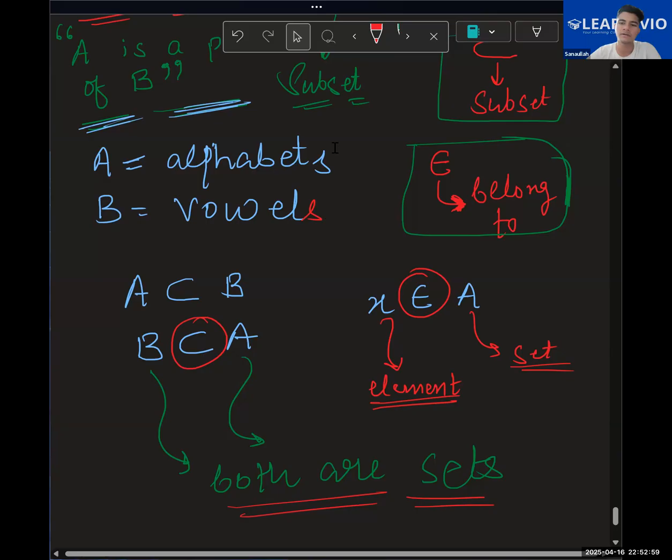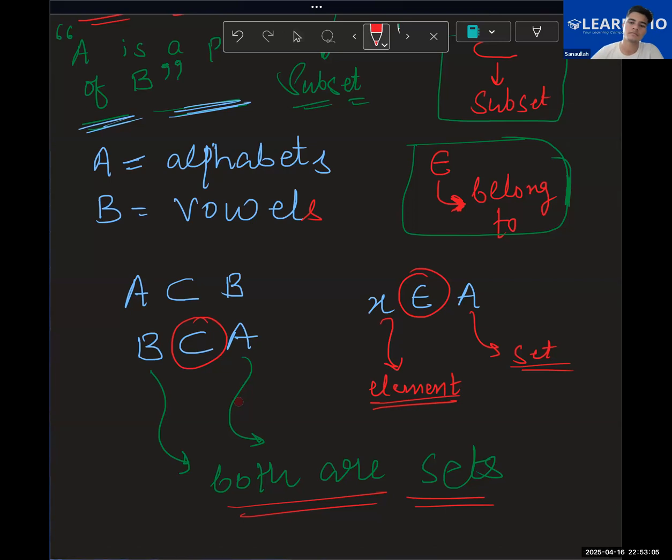Vowels are more in number or alphabets are more in number? So alphabets are more in number. No, sir, vowels are more in number. अच्छा, vowels ज्यादा होते हैं अल्फाबेट से? How many alphabets are there? No, sir, vowels are less. First of all, tell me how many alphabets are there? There are 26.